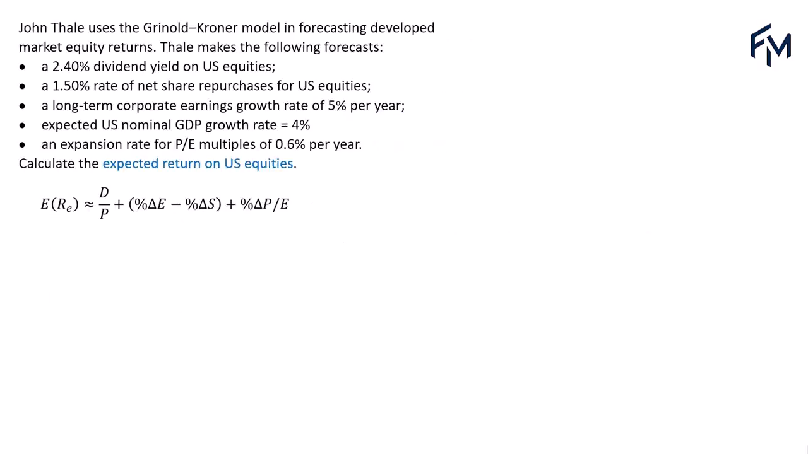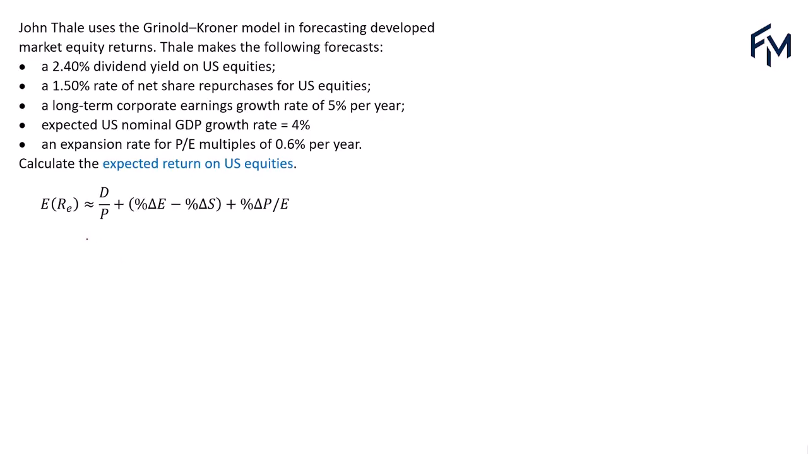Now let's look at an example. We have John Tell, who uses the Grinold-Kroner model in forecasting developed market equity returns. Tell makes the following forecasts: a 2.4% dividend yield on US equities, a 1.5% rate of net share repurchases for US equities, a long-term corporate earnings growth rate of 5% per year, an expected US nominal GDP growth rate of 4%, and an expansion rate for PE multiples of 0.6% per year. Calculate the expected return on US equities.